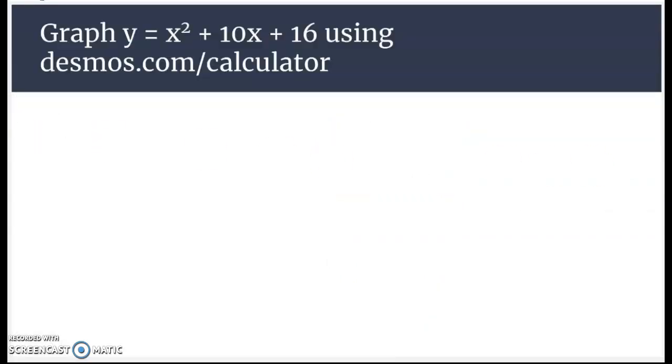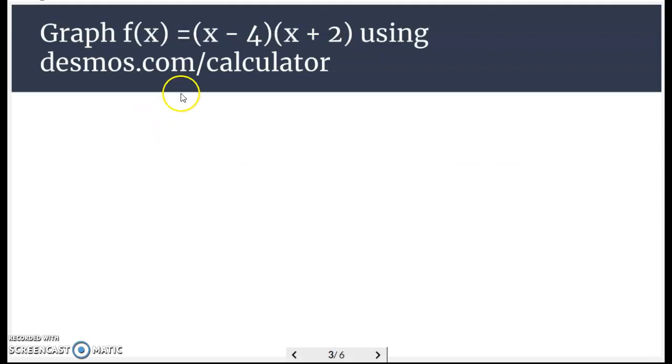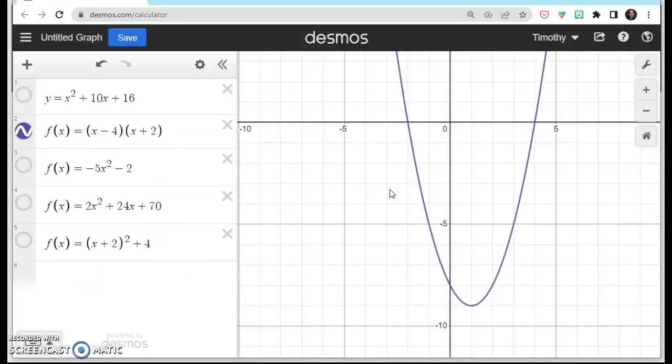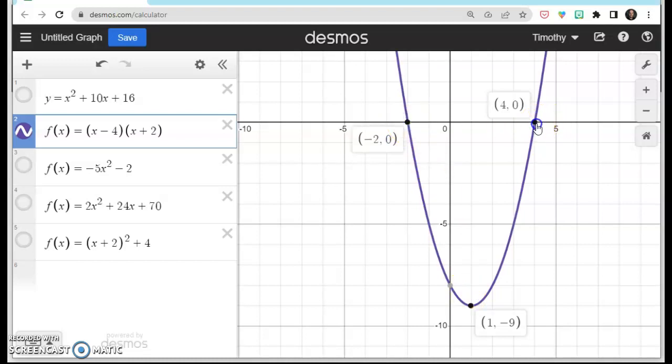Let's look at another one. Now this isn't in standard form, this is in factored form. x minus 4, x plus 2. Let's look at that. Here it is, opens up again. Here's the vertex, down here at 1, -9. And it has x-intercepts of -2 and 4.